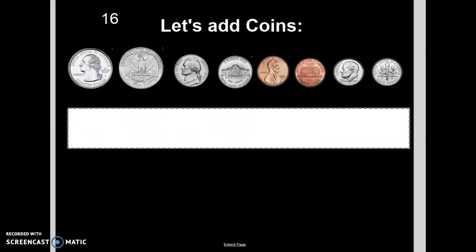Alright, now let's figure out how to make 16 cents. There are a few different ways you can make it. Why don't you take a minute and talk to somebody about how you could make 16 cents? I'm picturing a dime is 10. A nickel is 5. Well, I know 10 and 5 make 15. If I add one more, that is 16 cents.